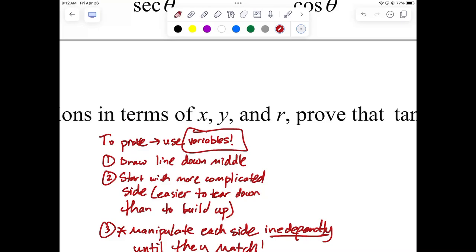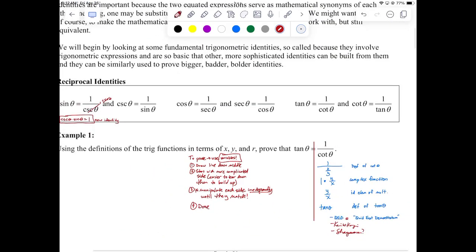Okay. Now, when we're proving the fundamental identities, we're going to have to go back to the definitions of the trig functions. But once we get the fundamental identities under our belt, we're going to be able to use those fundamental identities themselves to prove bigger and better things. We're not going to have to go back to the definition in terms of x, y, and r. Got it? Yeah. Has it been 15 minutes? Yes. Okay, it's all yours.